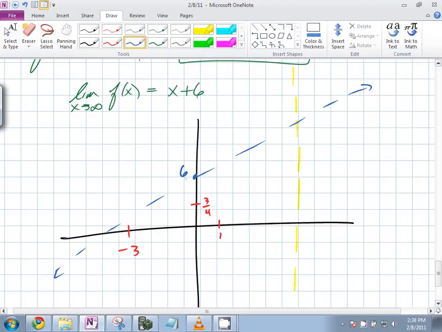So, we put in some dotted lines. Let's go with what we know. Does this graph cross anywhere else? Does it cross the axis anywhere else except at these 3 places? No, it does not. So, let's just connect dots.